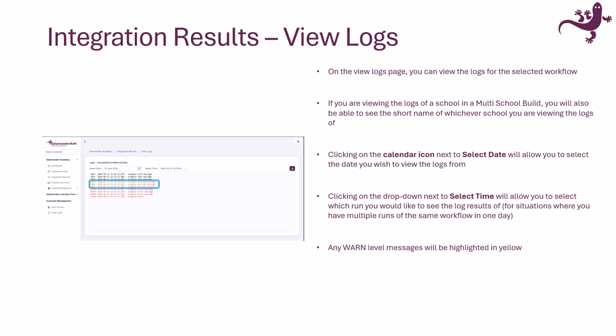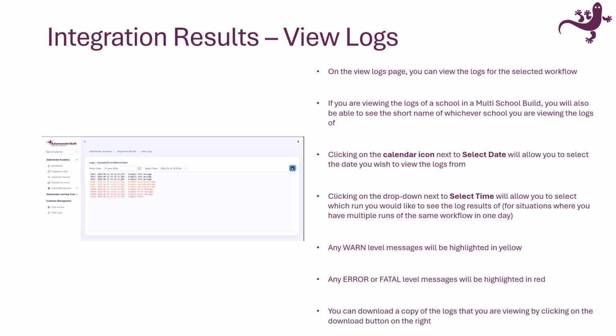Any warn level messages will be highlighted in yellow. Any error or fatal messages will be highlighted in red. You can download a copy of the logs that you are viewing by clicking on the Download button on the right.